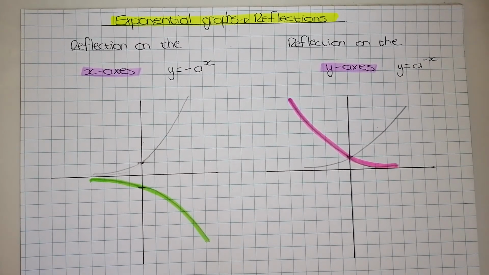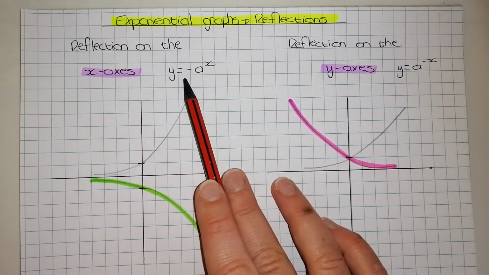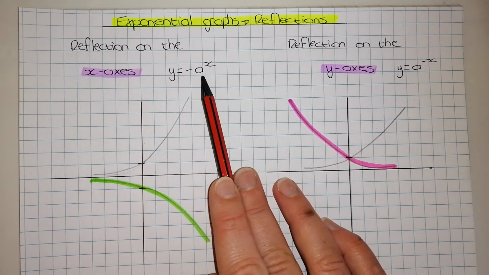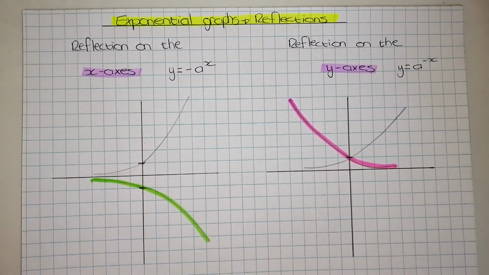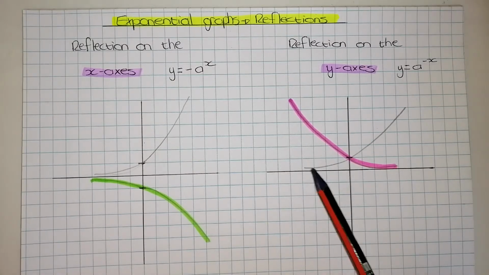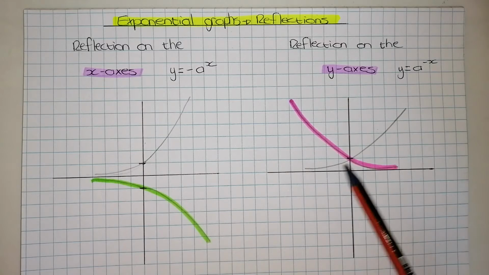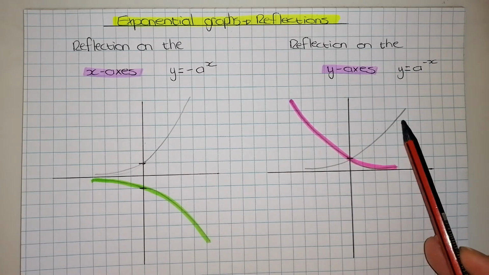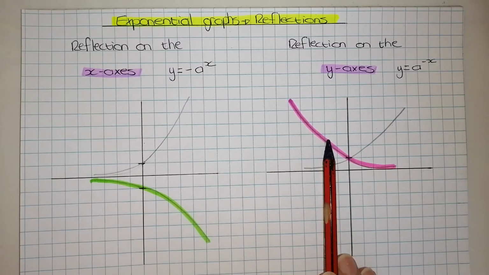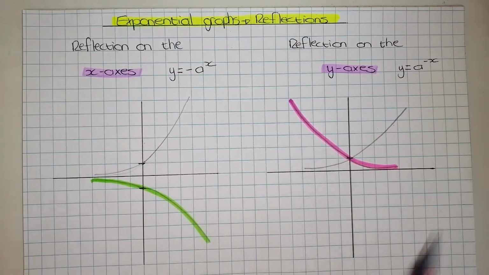We can also get a reflection on the x and the y-axis. When we have that, my equation will read y is equal to negative a to the power of negative x. Remember, we always reflect a graph from the original. So this graph, the pencil graph, is the original. When reflected on the y-axis, it flops over to the pink graph. And now I need to reflect this pink graph on the x-axis as well.